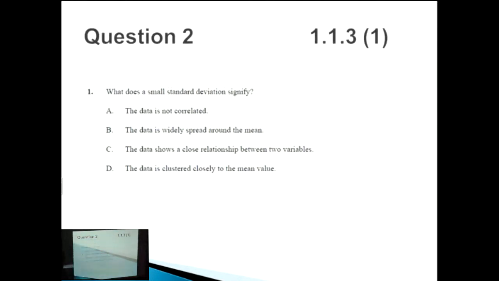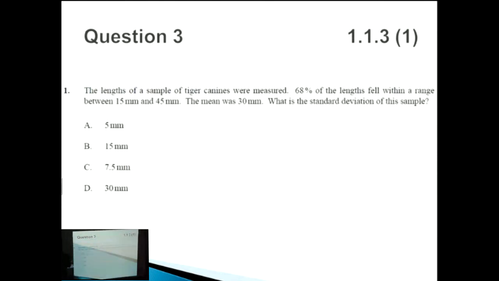Let's move on to the next question. Once again, we're talking more about standard deviations. The lengths of a sample of tiger canines were measured. 68% of these lengths fell within a range between 15 millimeters and 45 millimeters, with a mean of 30. What is the standard deviation of this sample? So you have to recognize this number.